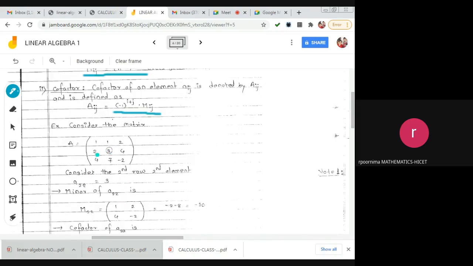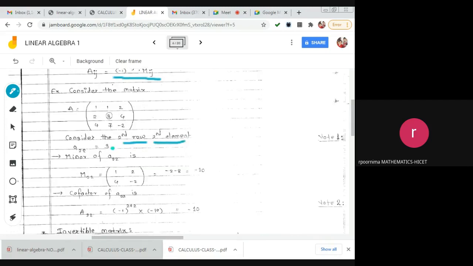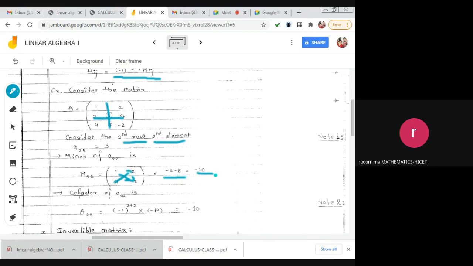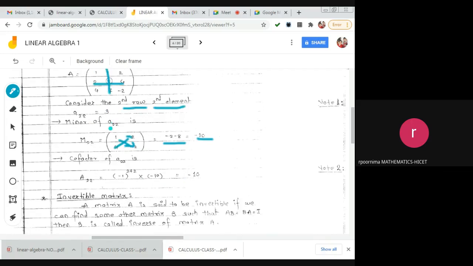Then consider the matrix A, which is given: first row 1, 1, 2, second row 2, 3, 4, and third row 4, 7, minus 2. Consider your second row. The second element, that is A22, is 3 here. The minor of A22 is: you just leave the row and column belonging to that element, and the remaining you select: 1, 2, 4, minus 2. That is your minor. Then you apply the normal evaluation: 1 into minus 2 is minus 2, minus 4 into 2, so minus 2 minus 8 will be minus 10. This is the minor of your A22 entry 3.